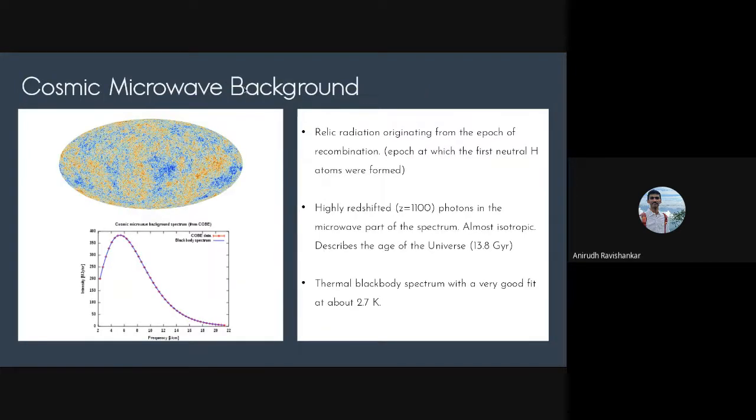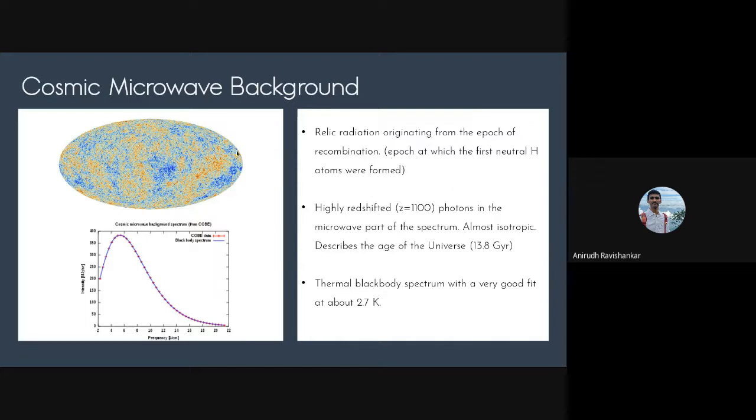So what is the cosmic microwave background? This is a map of the cosmic microwave background. In cosmology, about 370,000 years after the Big Bang, all the gas has cooled down to a certain extent that electrons and protons can fuse to form neutral hydrogen atoms. These are the first hydrogen atoms ever formed, and so it's called the epoch of recombination.